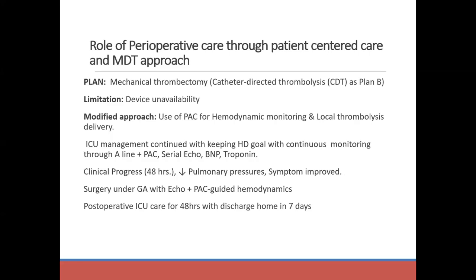So we said, okay, there is a lot of thrombus load on him, so we need to do something to avoid his pulmonary hypertension. The cardiologist said that I can do a mechanical thrombectomy for him. And plan B, if it does not work or some challenges occur, was to give him catheter-directed thrombolysis. That was the plan B.